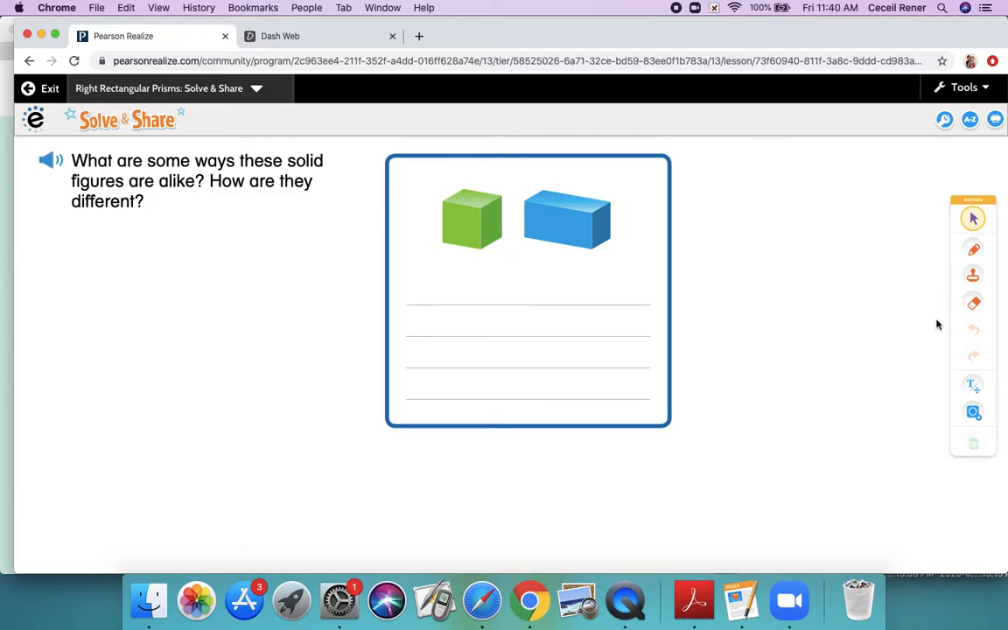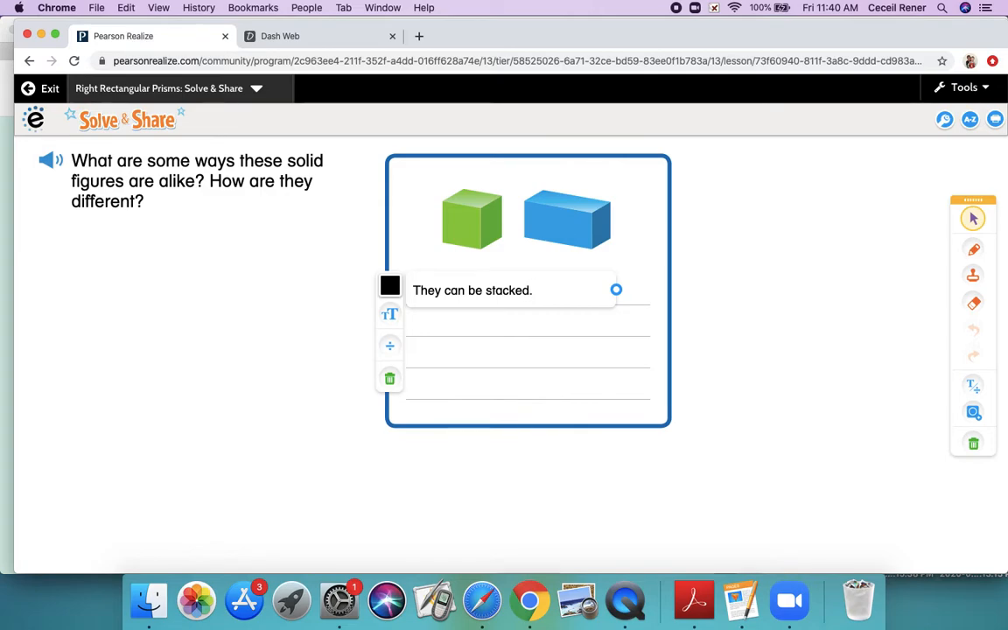So let's try to think of some ways that they are alike. So what do we notice first? If we had those two things, what could we do with them? What do you think you could do with them? You could stack them. So let's write that. They can be stacked. Okay, so that's one way that they are alike.